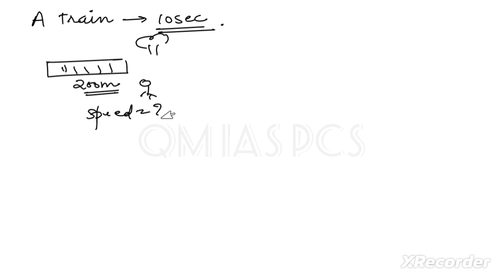What is the speed of that train? So simply speed is equal to distance by time. So distance, I mean the length of that train, is 200, divided by time, which is 10 seconds, so it will be 20 meter per second. Yes, meter per second.